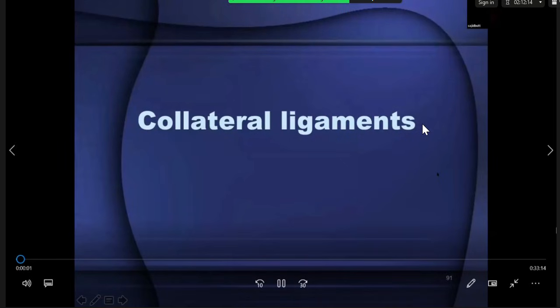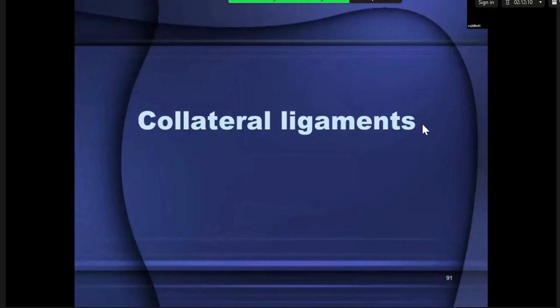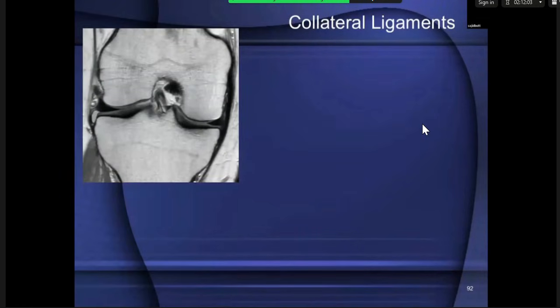Collateral ligaments. Remember, the same theme. It's a two of everything. So we've got two menisci, we've got the two cruciate ligaments. Now we come to the two collateral ligaments. We've got the medial collateral ligament, which has got a femoral attachment, it has got a tibial attachment, and it is quite closely linked with the body of medial meniscus at the peripheral side.